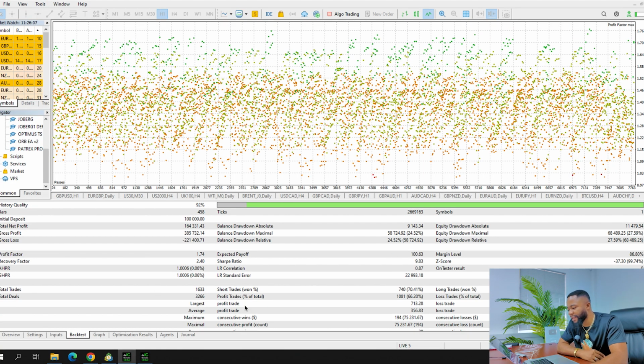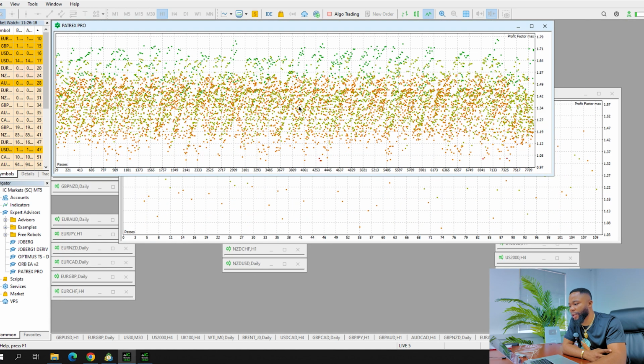Drawdown is less than 50%. These are the total trades. The robot took 1,633 trades and managed everything. You can see within a month, the robot made almost about 200% of our account. Anyway, that's not what we're going to be talking about today. Let's just minimize this, and then we're going to go into the robot itself.